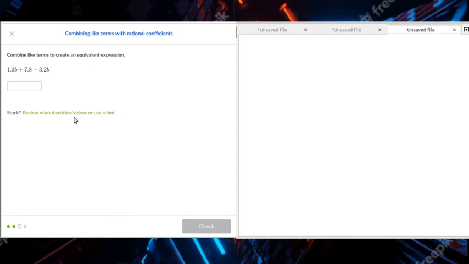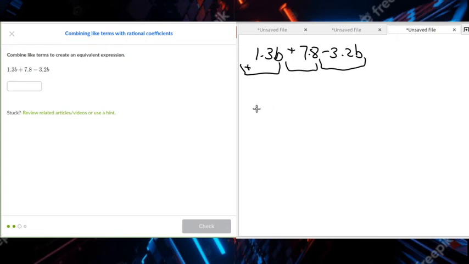All right, so here we have combined like terms with decimals. 1.3b plus 7.8 minus 3.2b. And remember, I'm going to treat the sign like it's stuck on there, and this one has an invisible plus, okay? So I'm going to move this up here in the middle. So 1.3b minus 3.2b plus 7.8. And then these b's go together, so I'm going to group them.